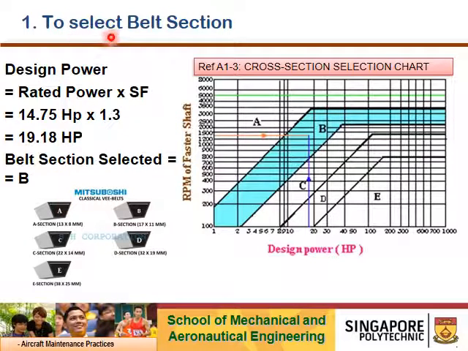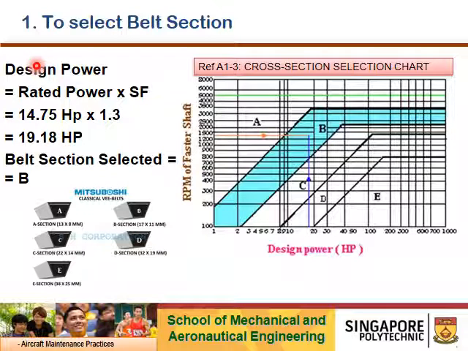In order to determine the belt section, we need to determine the design power. So what is design power? My design power is equal to rated power times the service factor, which I determined earlier is 1.3. The rated power is 11 kilowatts, which converted to horsepower is 14.75 horsepower. I multiply by the service factor, and it gives me 19.18. So this is the design power.